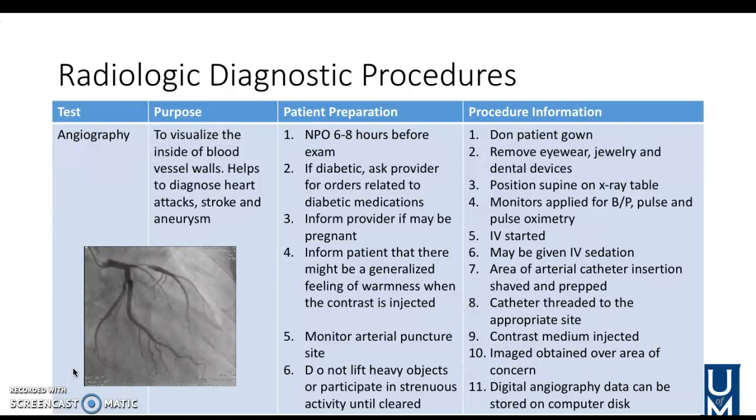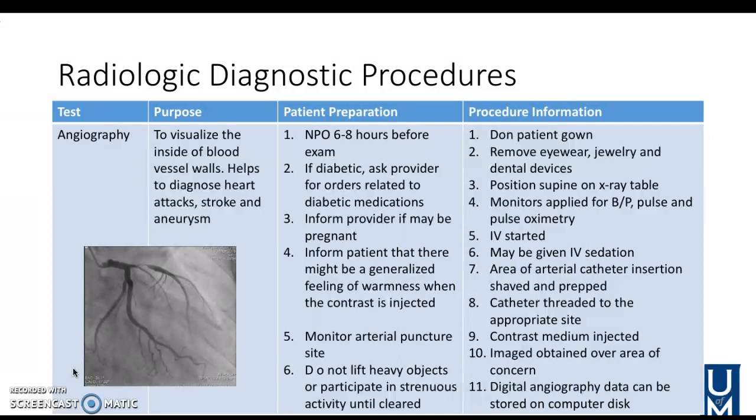Okay, so let's talk about some types of radiologic diagnostic procedures. So this first one we're going to talk about is an angiography. The purpose of this test is to visualize the inside of the blood vessel walls, and it helps to diagnose heart attacks, strokes, and aneurysms. So we're going to jump over to how this procedure is actually performed and the information with that.